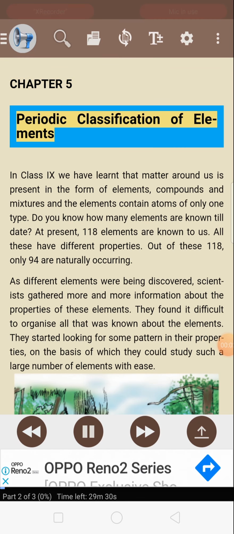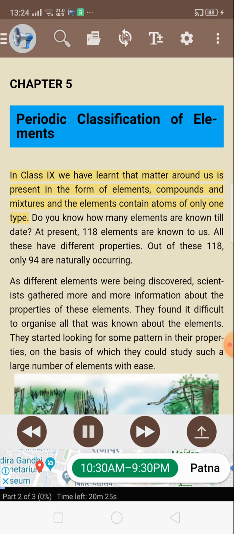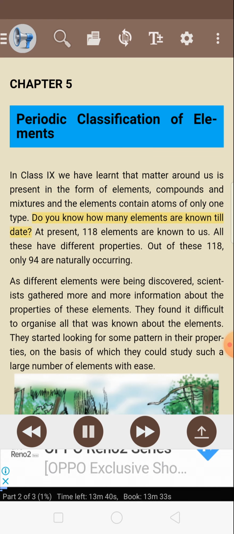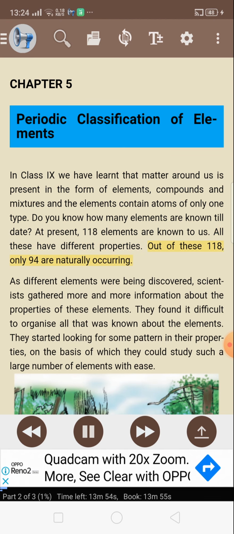5. Periodic classification of elements. In class 9 we have learned that matter around us is present in the form of elements, compounds and mixtures, and the elements contain atoms of only one type. Do you know how many elements are known till date? At present 118 elements are known to us. All these have different properties. Out of these 118, only 94 are naturally occurring.